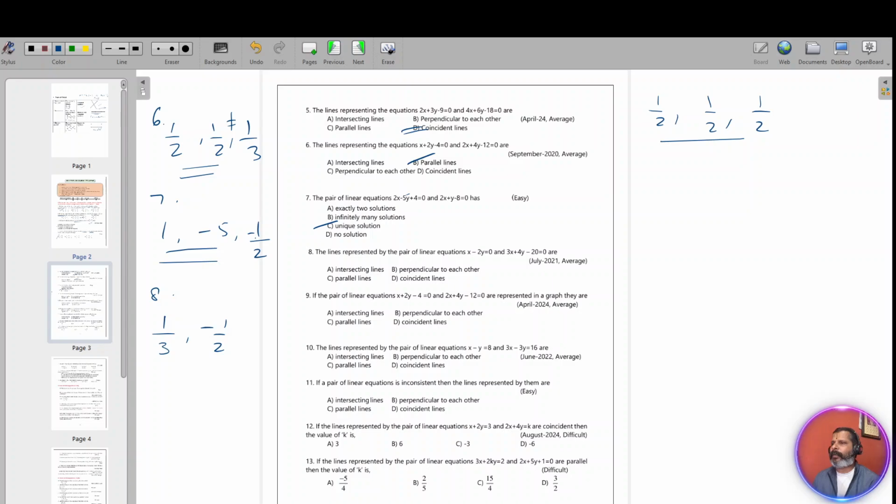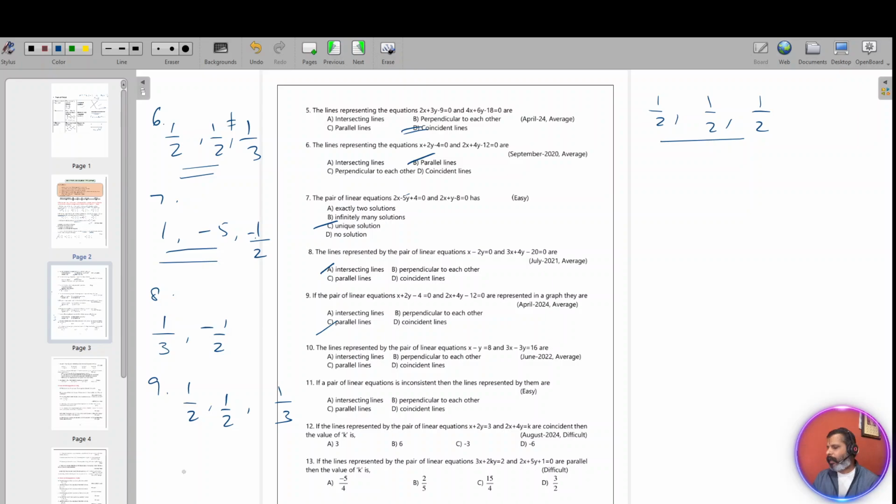Ninth one, if a pair of linear equations is drawn on a graph, what type of lines? So I'll again solve this. x by 2, 1 by 2, minus 2 by 4 is 1 by 2, minus 4 by minus 12 is 1 by 3. So the first two are equal and not equal to the third one, it's again parallel lines.